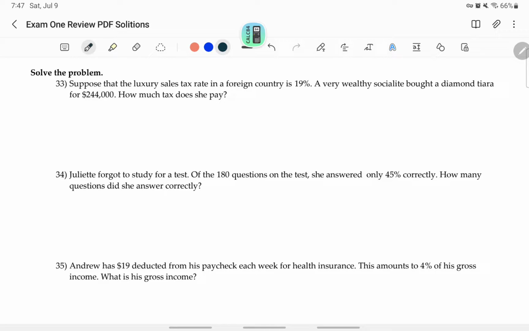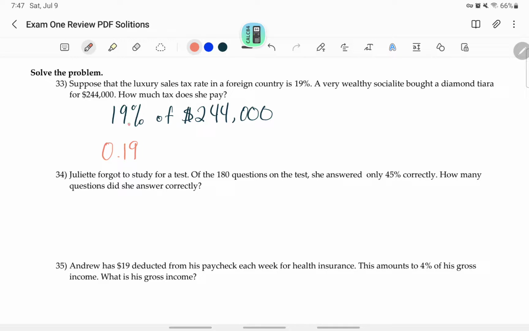All right. The sales tax is 19%. That's going to be 19% of $244,000, which means we're going to multiply these two numbers. But we must convert our percentage into a decimal. So we can write this as 0.19. And that's pretty simple. Take 19 divided by 100 to get 0.19.